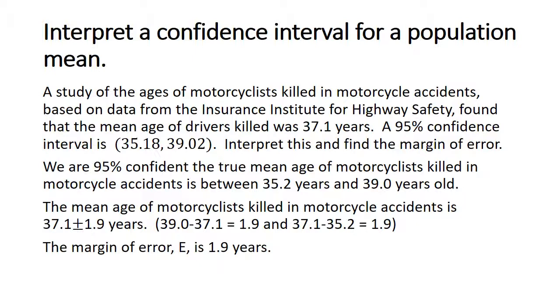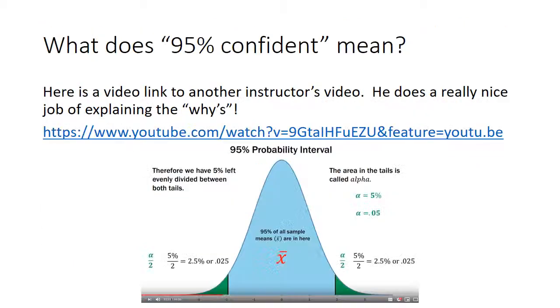Okay, so we get that 1.9 by going 39.0, our upper bound, minus 37.1, and that gives us our margin of error. We get the same answer when we go 37.1, our sample mean, minus the lower bound, 35.2. Another way we could get it is by, never mind, that's the easiest way. We'll just stick with that.